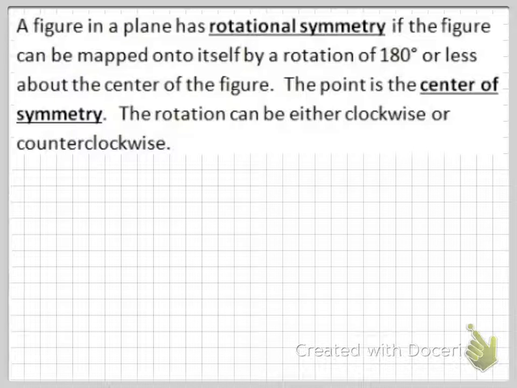A couple of important things there. It has to be 180 degrees or less, and it has to be around the center of the figure, and that point is called the center of symmetry. A rotation can be either clockwise or counterclockwise. Okay, so again, I think the best way to explain this is through examples.